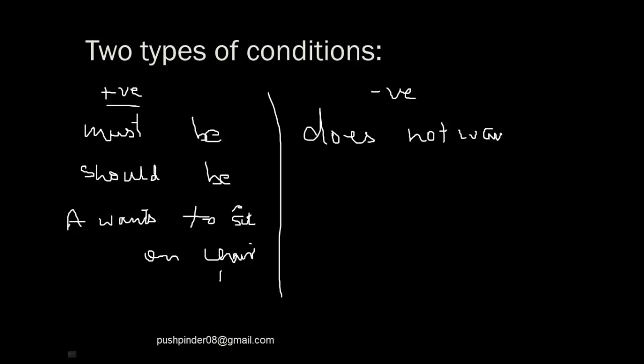So if he does not want to sit on the first chair, then it is a negative condition. I hope everyone is understanding what I'm trying to establish here. So there are 2 types of conditions. Now this must be coming into your mind: which condition to satisfy first? Whether to satisfy the positive condition first or the negative condition first.